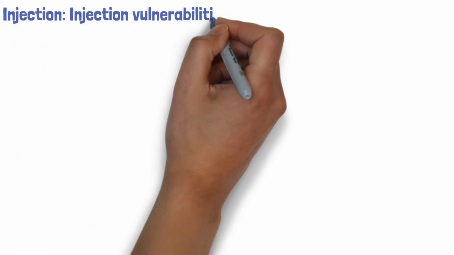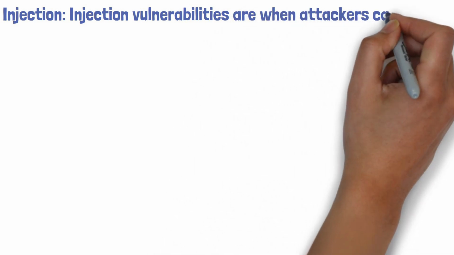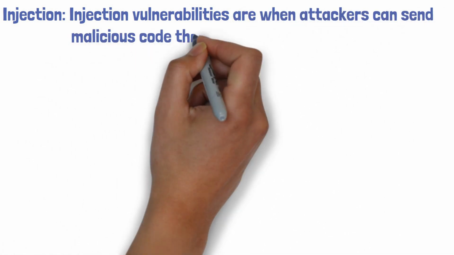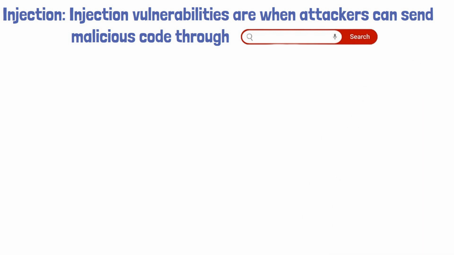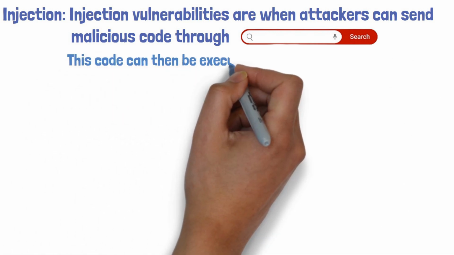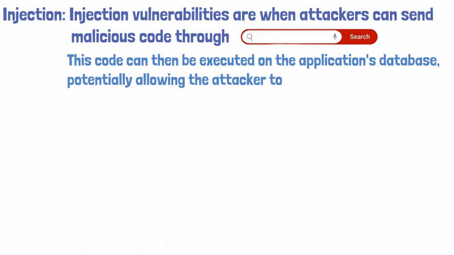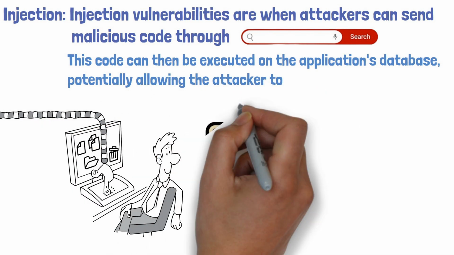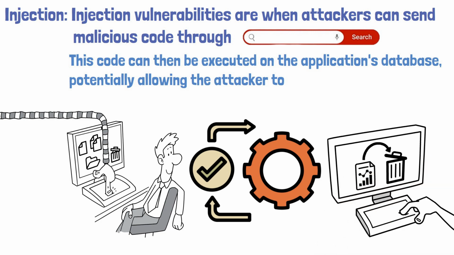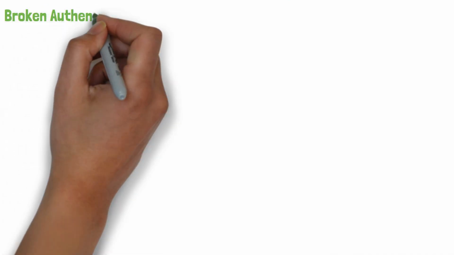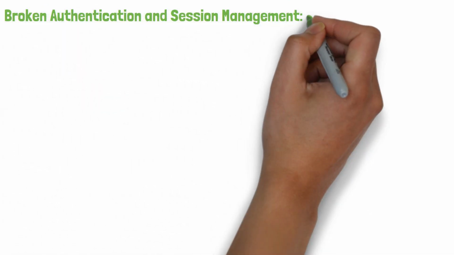First is injection. Injection vulnerabilities are when attackers can send malicious code through input fields. This code can then be executed on the application's database, potentially allowing the attacker to access, modify, or delete sensitive data. Next up is broken authentication and session management.